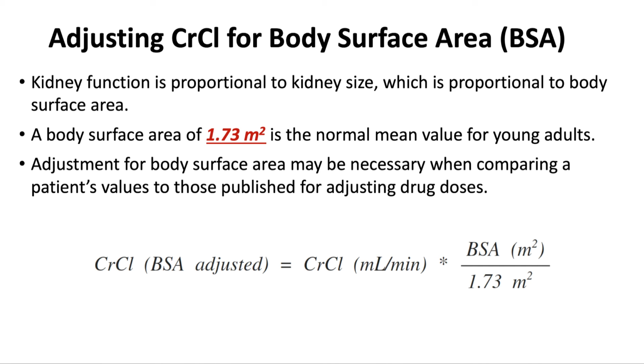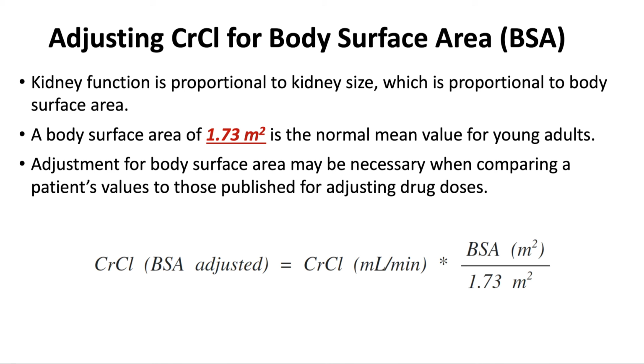Well, 1.3 divided by 1.73 is going to be a value less than 1, so we're going to be proportionally making their calculated creatinine clearance smaller in the end. So what we're doing is taking the function we calculate with these formulas and adjusting it either up or down proportionally to how close they are in body surface area to our normal average person of 1.73.